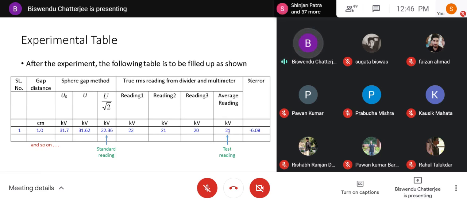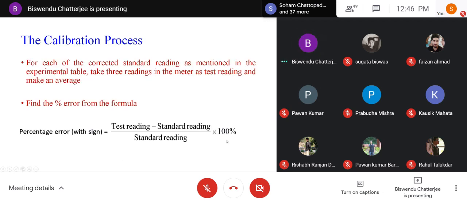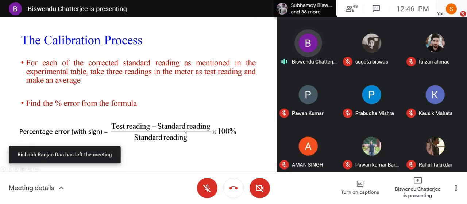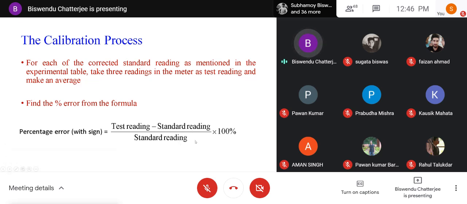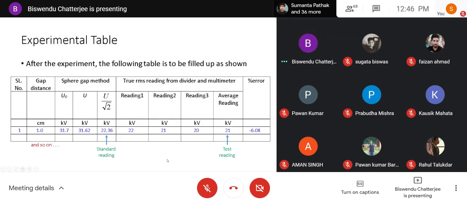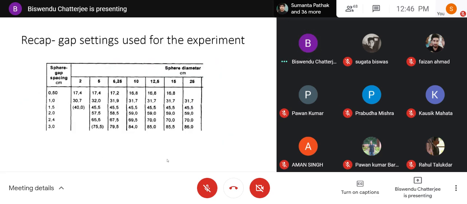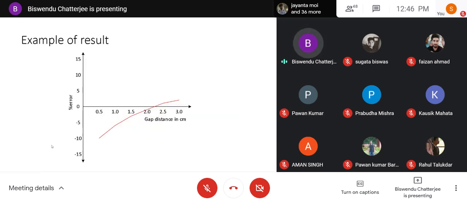Who was asking, how do I do this? Yes, sir. Now you can compare 21 and 22.36 and find the percentage error with the help of this formula: test reading minus standard reading, by standard reading. What is the standard reading? Sphere gap. What is the test reading? Meter. Okay, done. I recapitulate that the gap settings used in the experiments were this. And what will happen? You get the percentage error, you can have this curve.